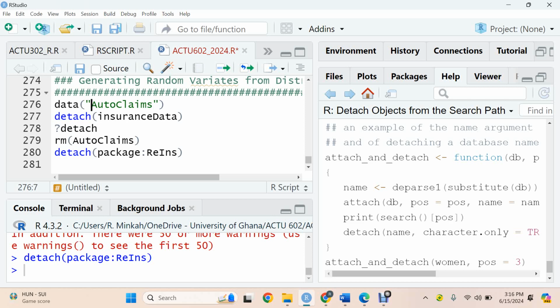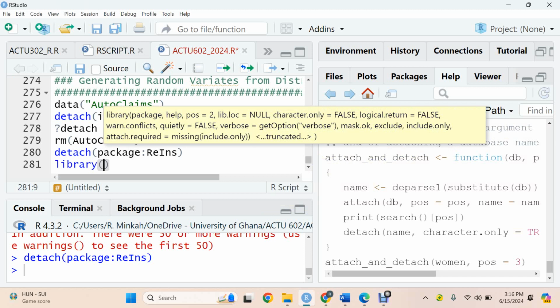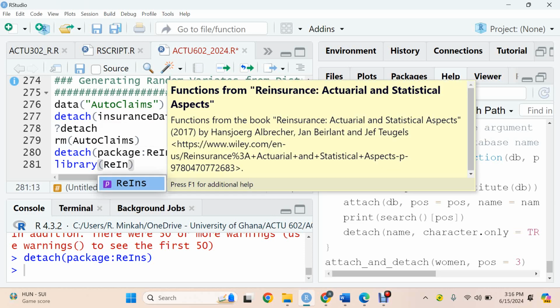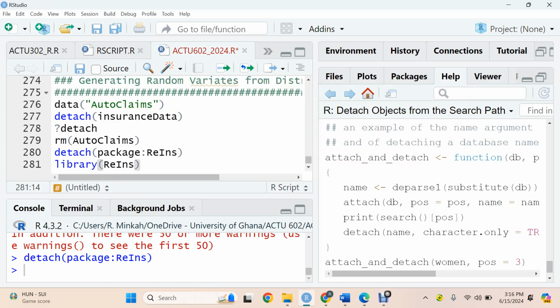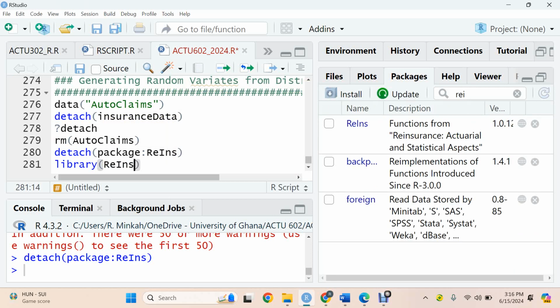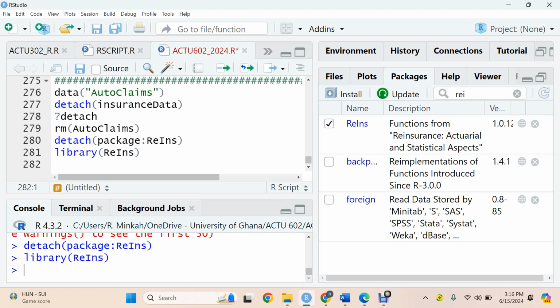Okay, so now I want to use the claims data, I've detached it and so forth. So if I want it again, I must either use library of what? Reinsurance, or go to the package section and take it. Any one of them is the same, right? Okay, so reins like this, and then if I click library, I can go here and check. You see, it's there. Okay, so whatever we've been doing is the same as doing library. You see, it's taken over there. Okay, so now I have the library attached to my working environment.